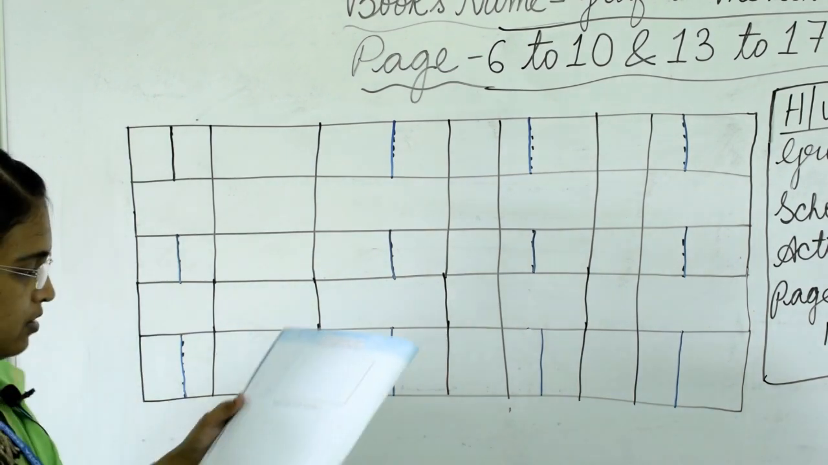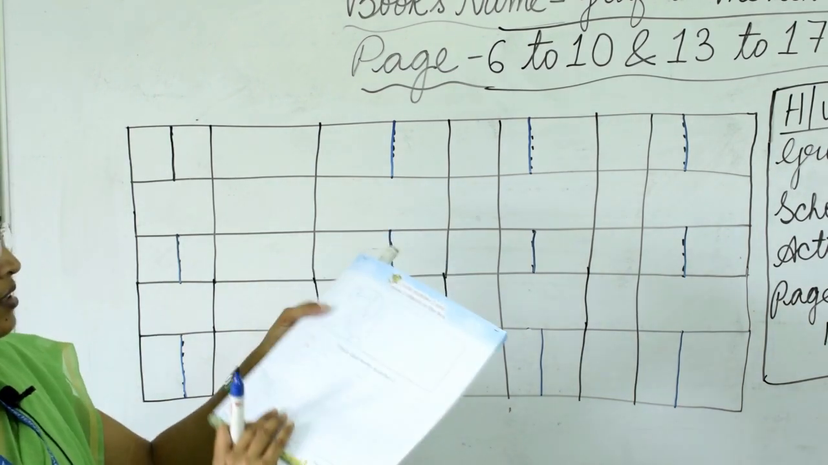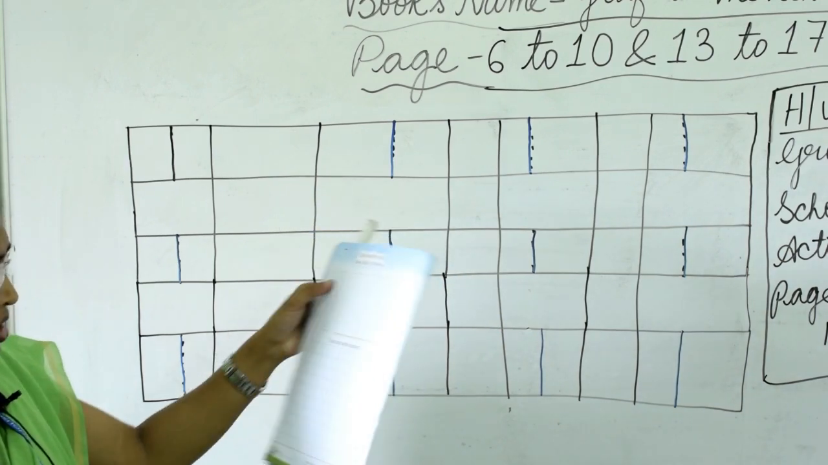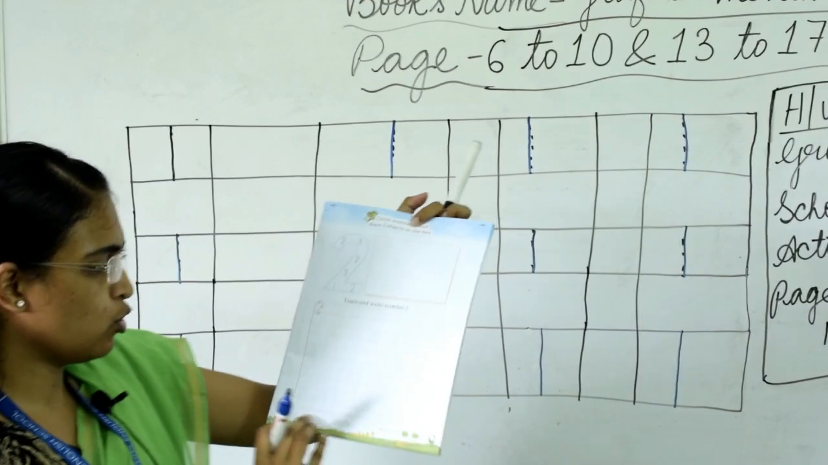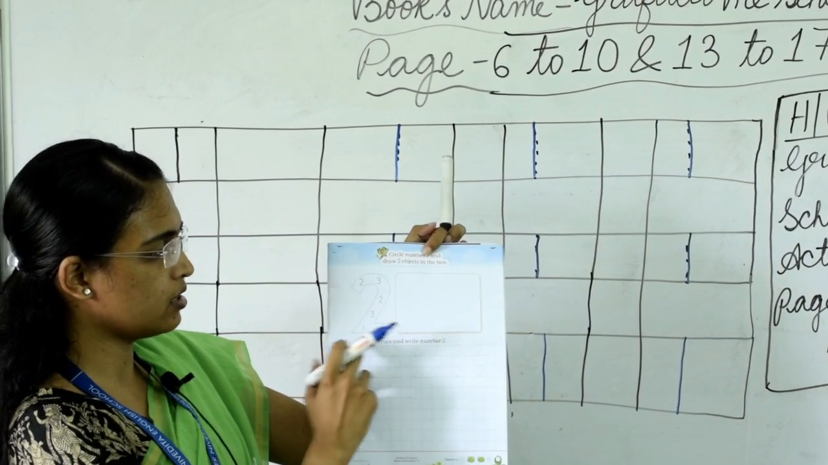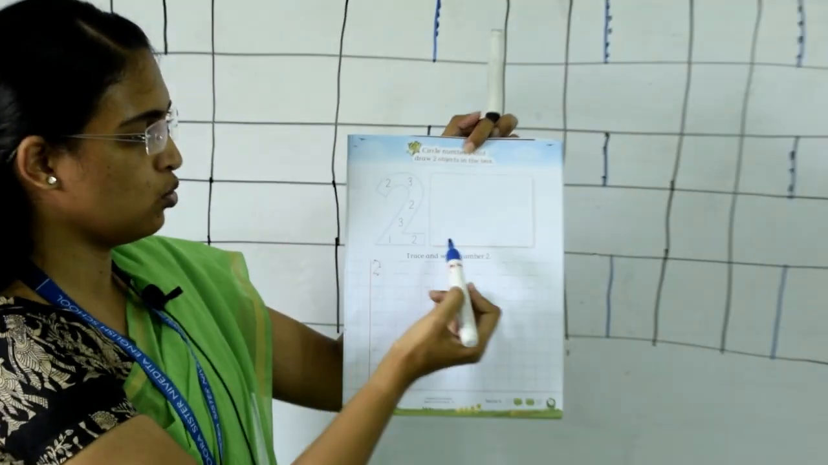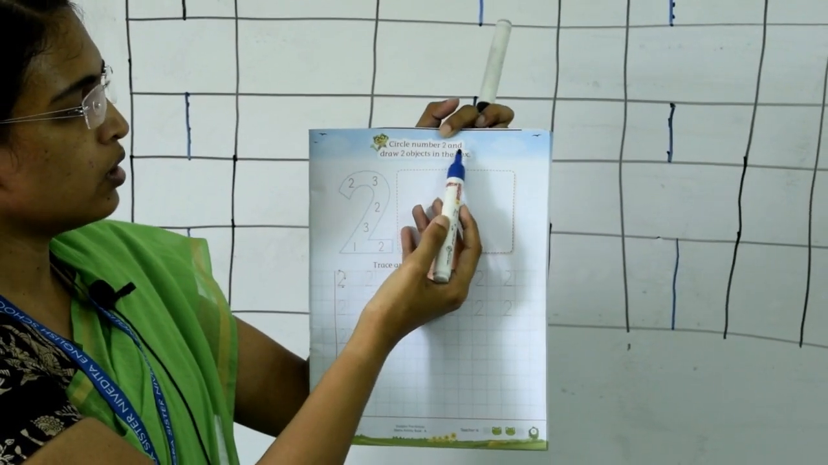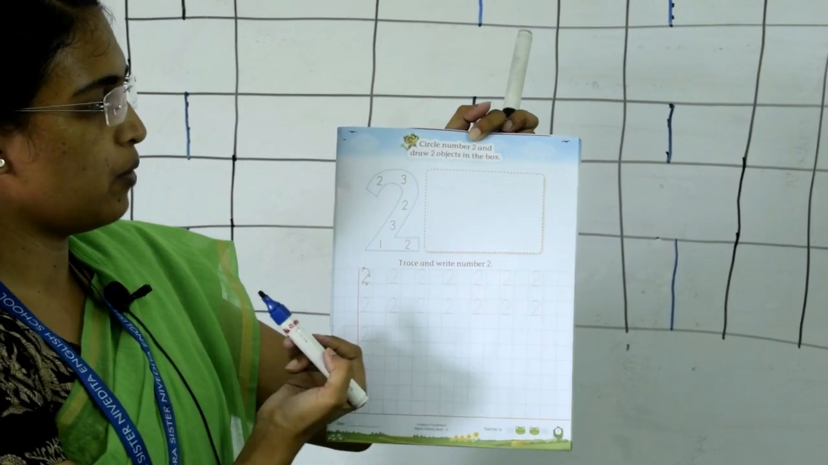Okay, then do this one. After doing this, come to page number 7. That is which number? Yes, it is number 2. So we have to do what? Circle number 2 and draw 2 objects in the box.